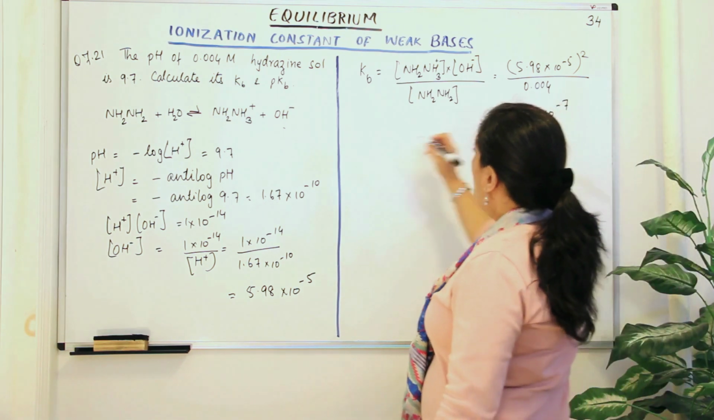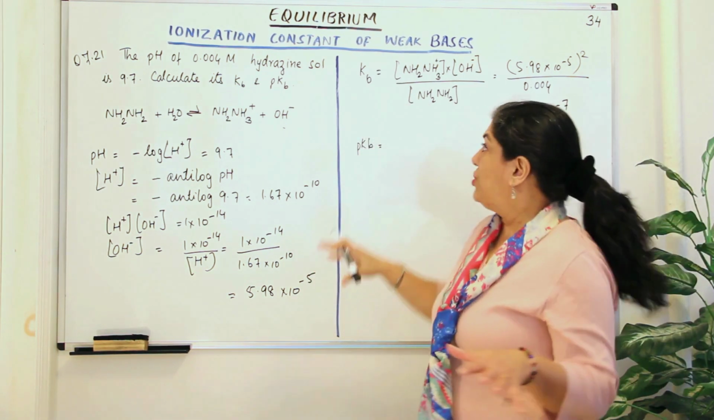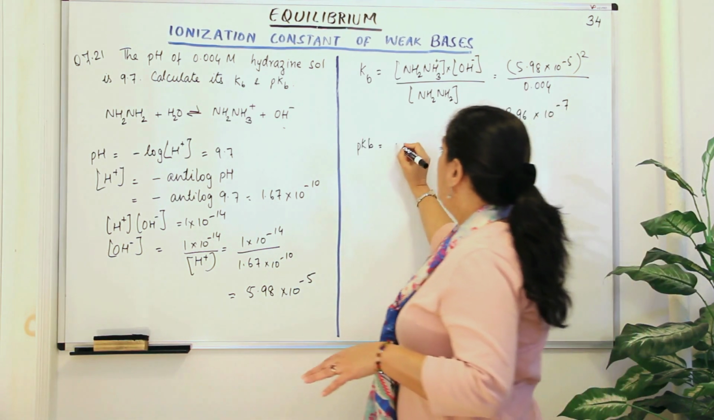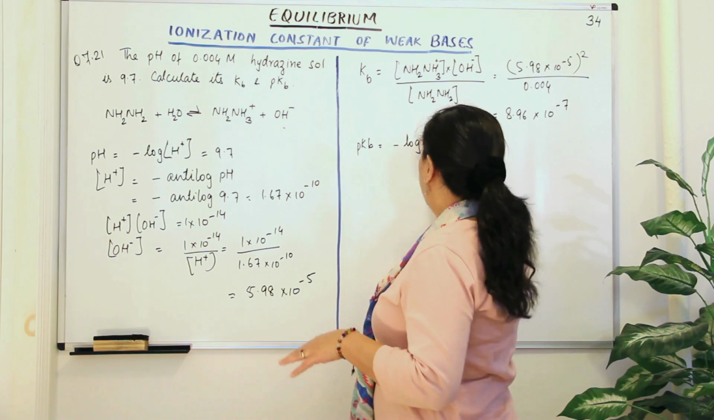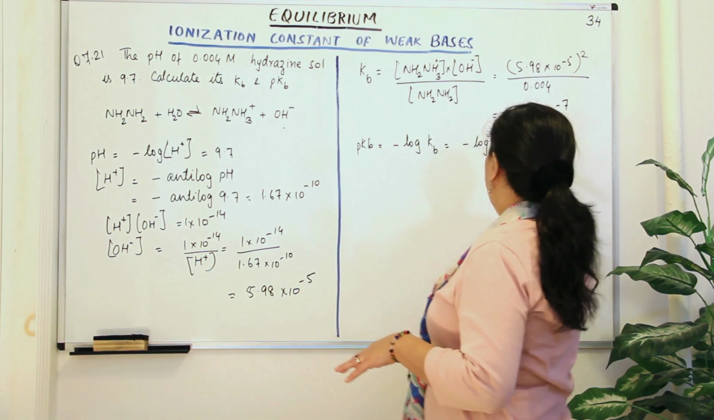And so now what would pKb be? Right? We've now found out the value of Kb. And what would pKb be? pKb would be the minus log of Kb, which is equal to minus log of, what is Kb?